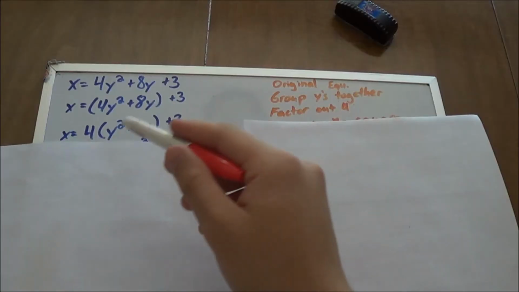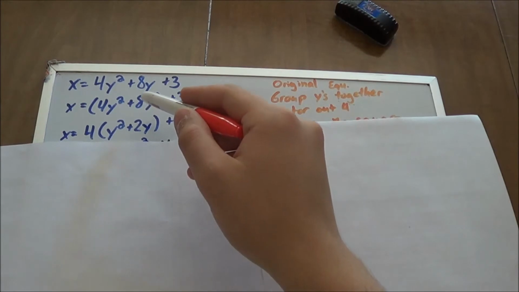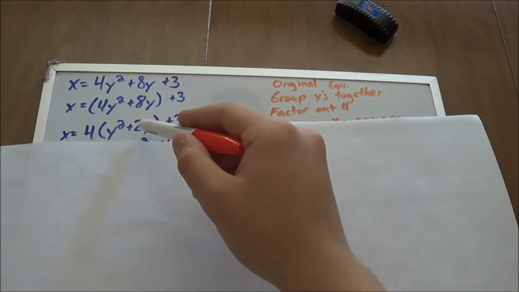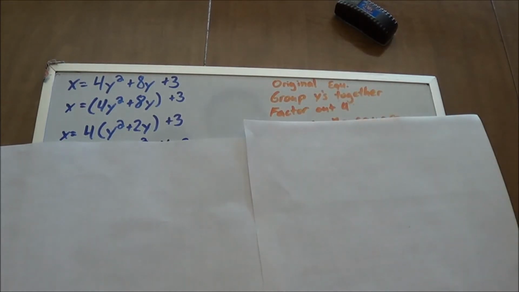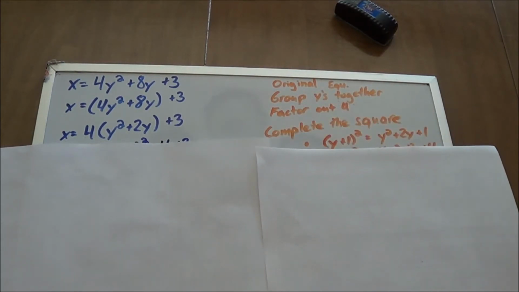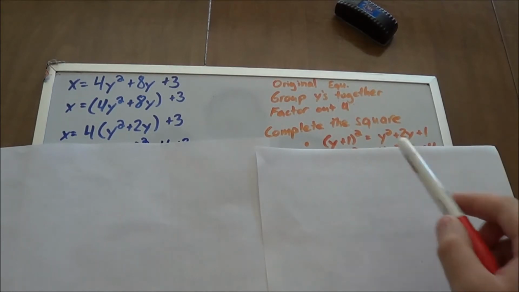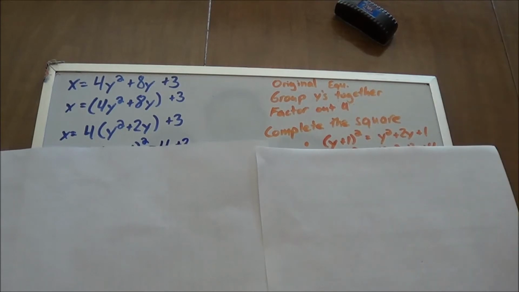Yeah, no. Alright, so we just factored out a 4 from the 4y squared plus 8y to get 4 times y squared plus 2y, and then plus the 3. Now we can complete the square. Half of 2 is 1, so we replace y squared plus 2y with y plus 1 squared.